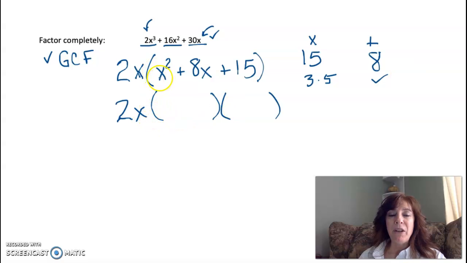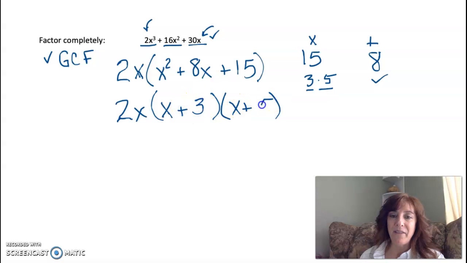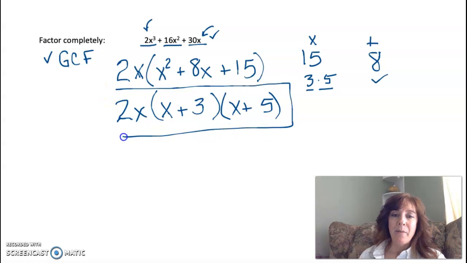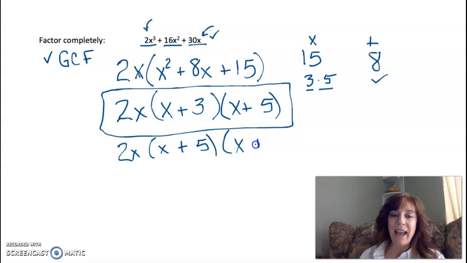So for my binomials, I begin by taking the square root of this x squared. They both begin with the letter x. Now for the second part of my binomials, I use these factors I found, positive 3 and positive 5. This is the first trinomial factored completely, and it would have been just as correct to switch those parentheses around as long as they're both positive the way I needed them to be.